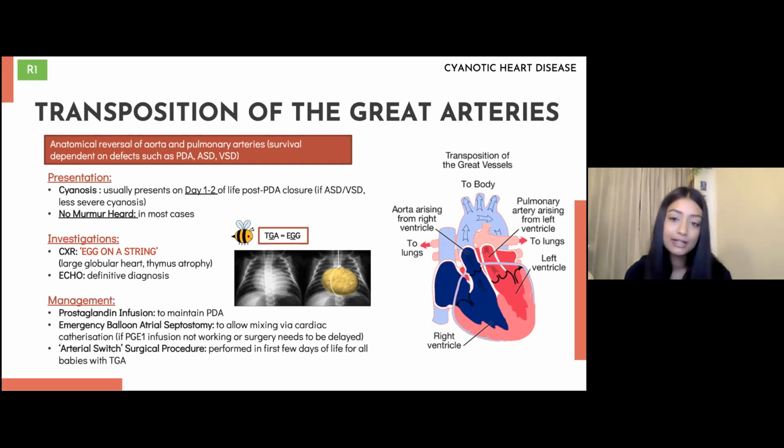So in terms of management, all babies will need prostaglandin infusions. The prostaglandins will keep the ductus arteriosus patent and allow for mixing of the blood before they can get the surgical intervention that they will need eventually. If the prostaglandin infusion isn't working, or if surgery needs to be delayed for some reason, some babies will require an emergency balloon atrial septostomy, which is basically the creation of an ASD via cardiac catheterization. So just allowing for that mixing ASAP.